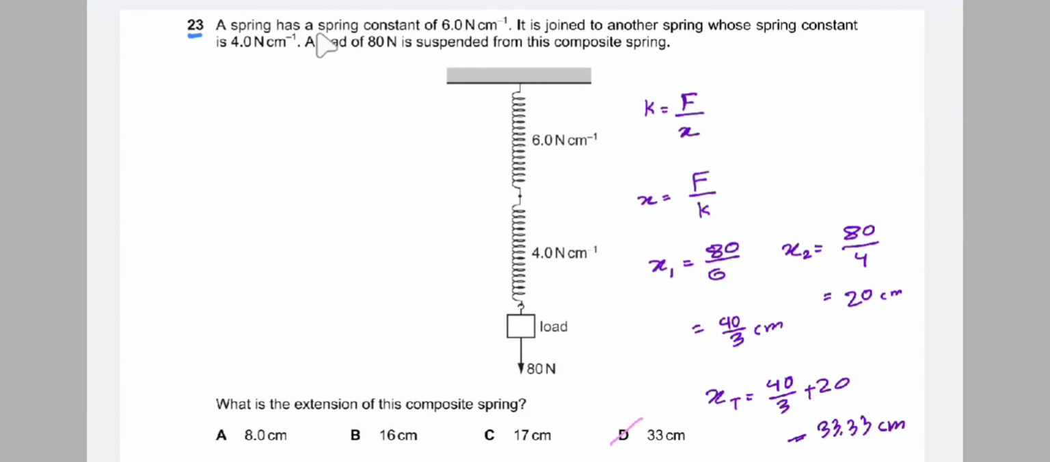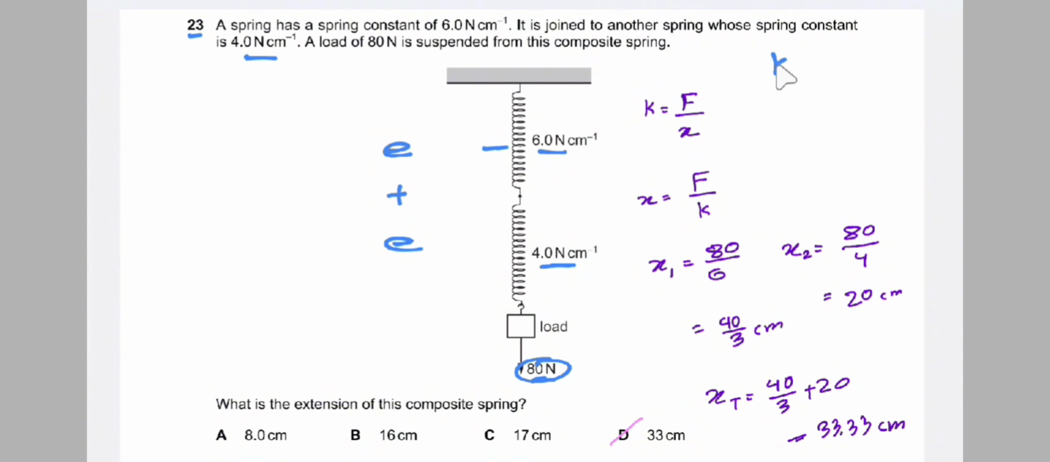Number 23. A spring has a spring constant of 6 Newton per centimeter, joined to another spring whose spring constant is 4 Newton per centimeter. A load of 80 Newton is suspended from the composite spring. What is the extension of the composite spring? So what is the total extension? The total extension is the extension of this wire plus the extension of this wire, and this load is experienced by both the wires.